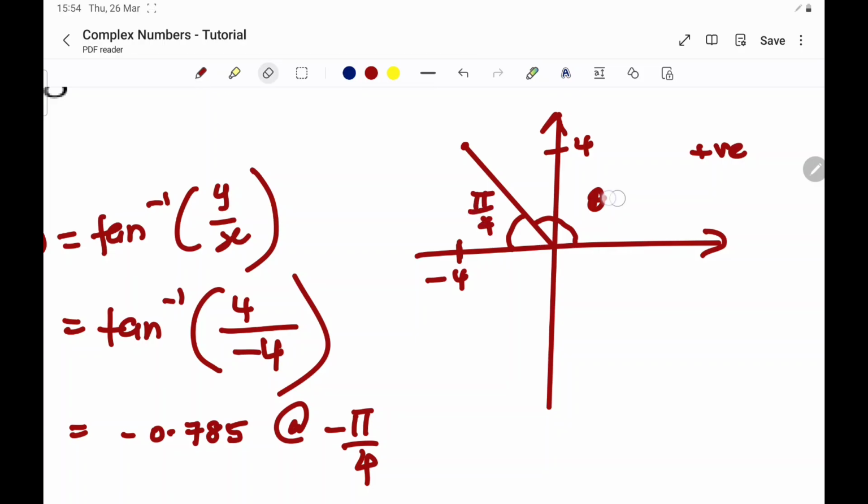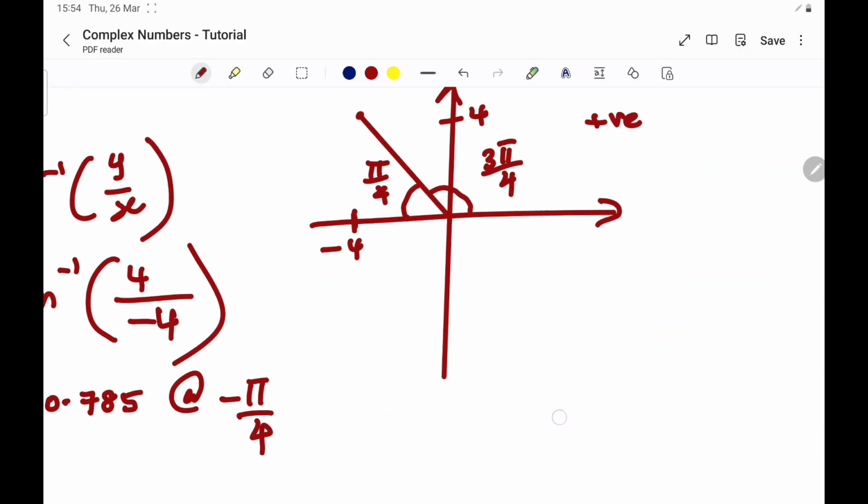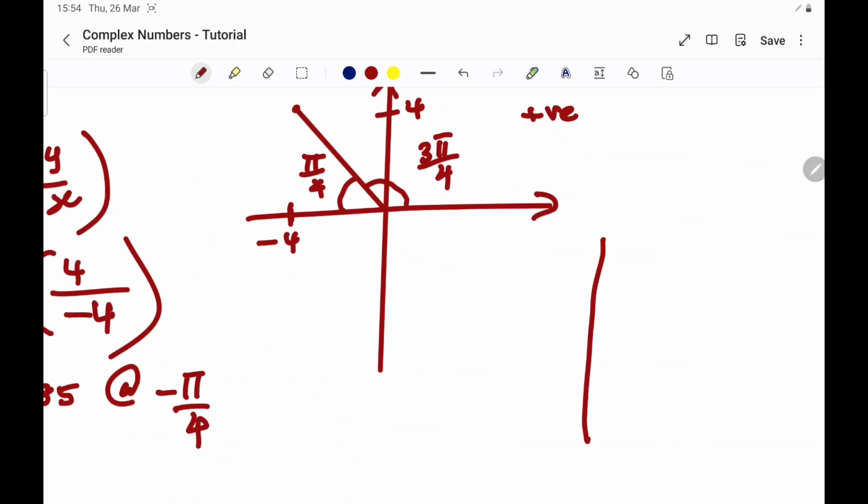So now we want to know this angle, how to find this? If we use degrees, you can use 180 minus pi over 4. When you do that, you will get 3 pi over 4, because the total is 1 pi. So pi minus pi over 4, you're going to get 3 pi over 4. Easy for you to see.